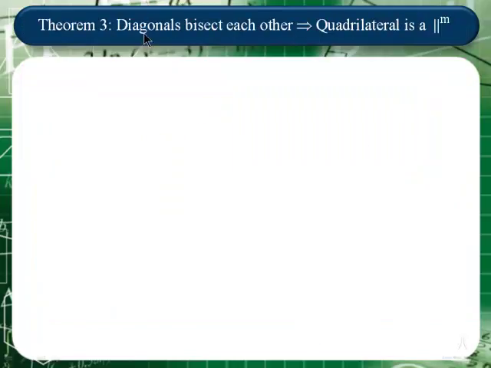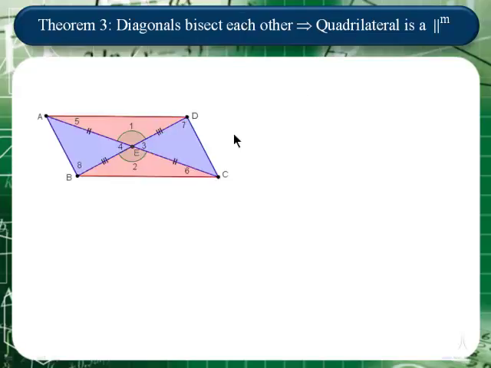We would like to prove that if the diagonals in a quadrilateral bisect each other, then this quadrilateral is a parallelogram. Now consider this particular quadrilateral ABCD, and the only thing we know is that AE is equal to CE. In other words, E is the midpoint of diagonal AC, and BE equals DE. So therefore diagonals bisect each other. We want to prove that this quadrilateral is a parallelogram.